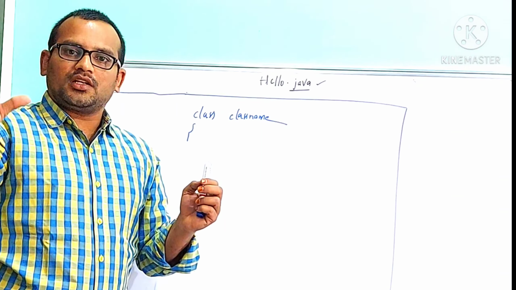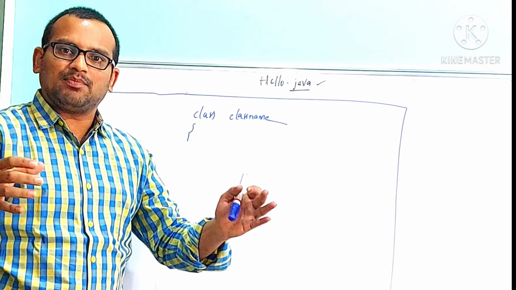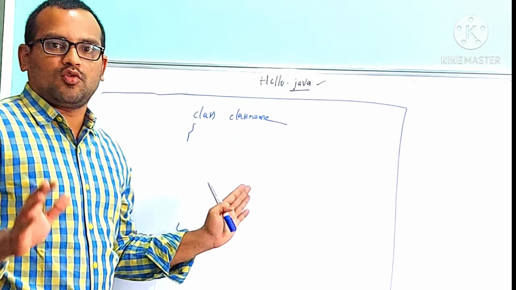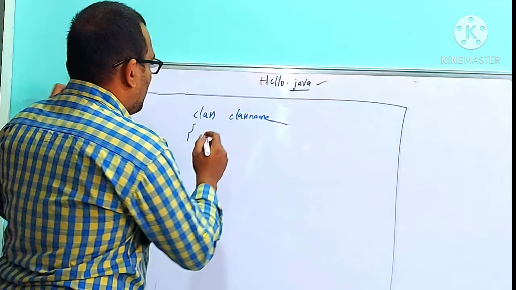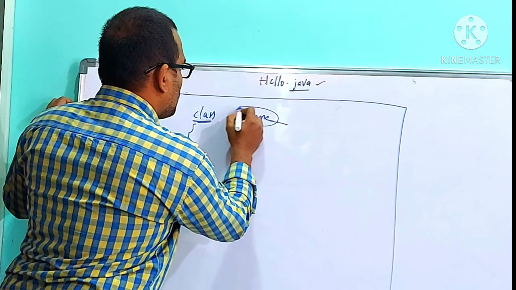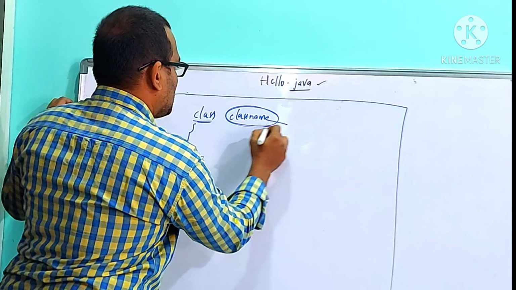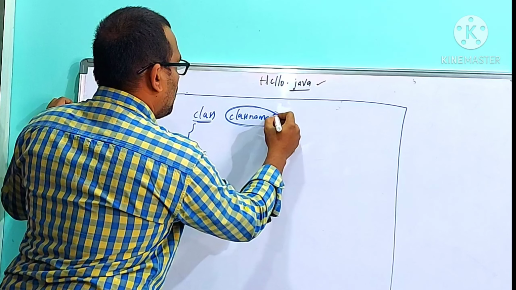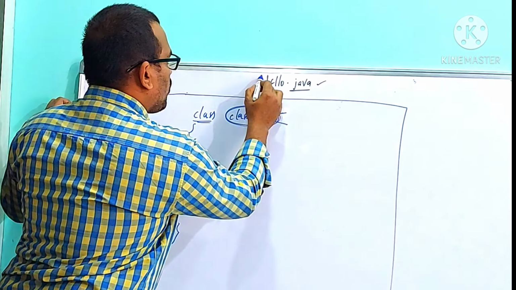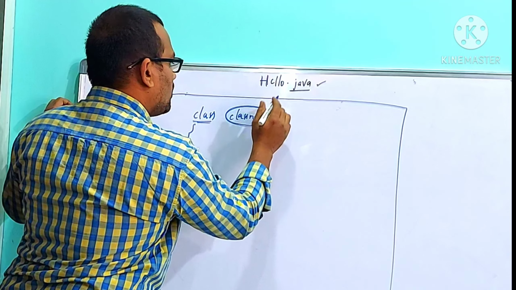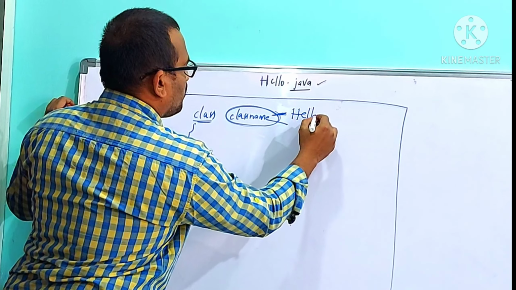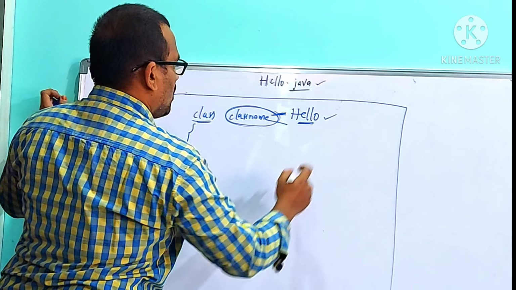Regarding class and object, we will discuss in depth in the future. Don't worry. Now we just simply remember this topic. Here class is a keyword. Class name should be similar to the name which we saved the program. We saved the program by using hello.java, right? So here I am taking class name as hello.